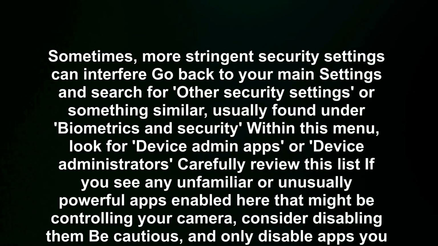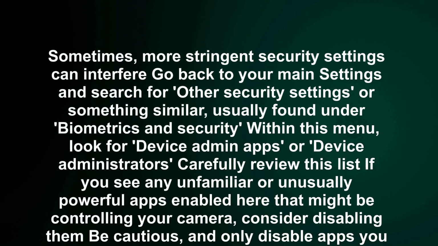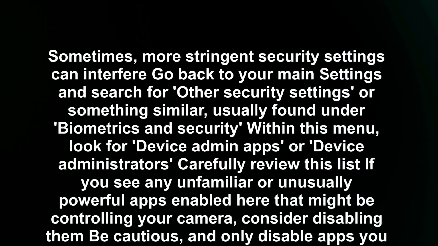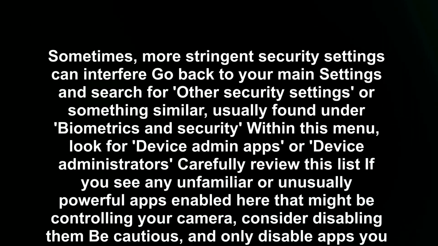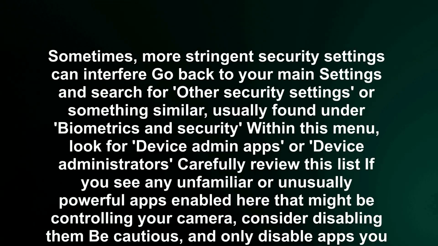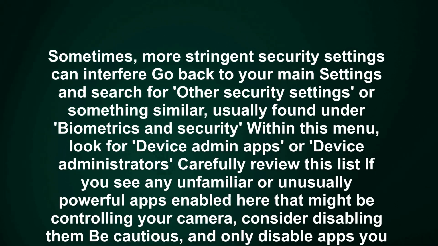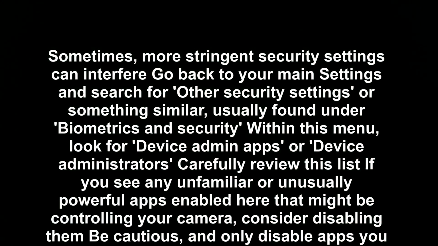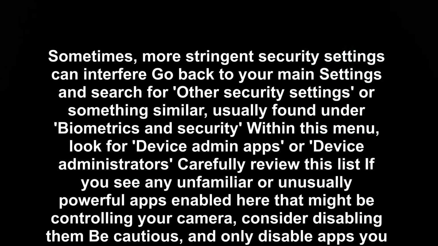Sometimes, more stringent security settings can interfere. Go back to your main settings and search for other security settings or something similar, usually found under Biometrics and Security. Within this menu, look for Device Admin Apps or Device Administrators. Carefully review this list. If you see any unfamiliar or unusually powerful apps enabled here that might be controlling your camera, consider disabling them. Be cautious, and only disable apps you don't recognize as essential system components.